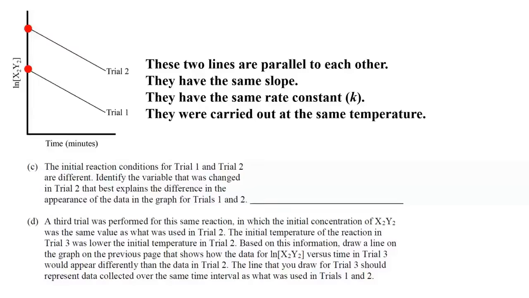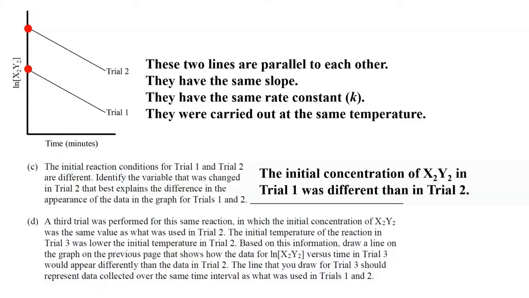These two red dots that I've placed on this graph indicate that you're starting at a different point, a different y-intercept at time equals 0. And since we're plotting the natural log of the concentration on the y-axis, that means that it's the actual concentration of the reactant. The initial concentration of the reactant in trial 1 was different than the initial concentration of the reactant in trial 2. So the answer to part C is the initial concentration of the reactant. That was the variable that is different on the graph for trials 1 and 2.